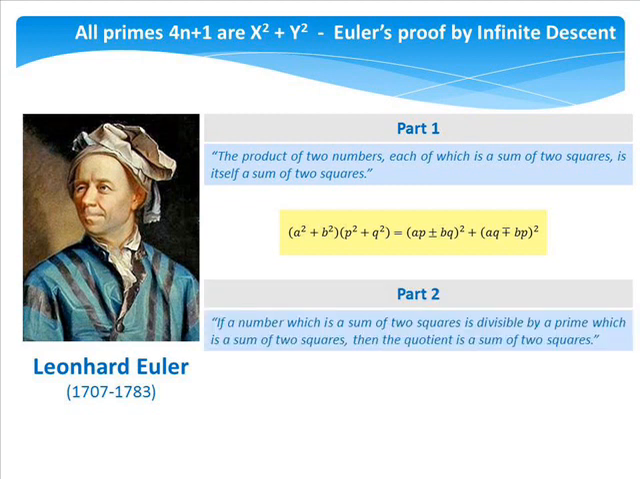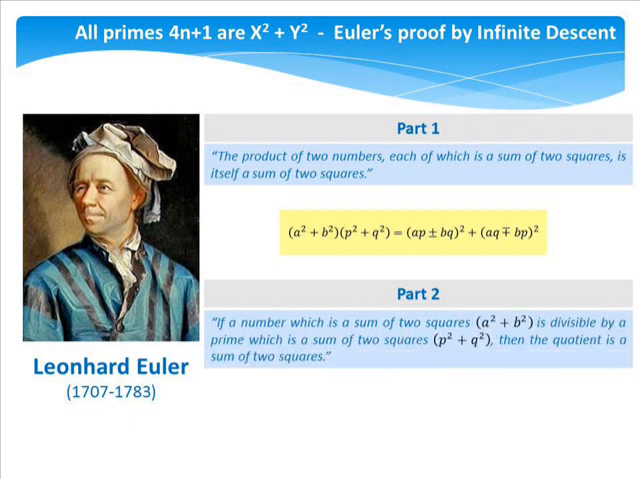If a number which is a sum of two squares is divisible by a prime which is a sum of two squares, then the quotient is a sum of two squares too. In this statement, Euler builds upon the identity derived in part 1. Due to the presence of both the plus and minus signs, there are two possible representations as a sum of two squares. Euler recognized that p squared plus q squared divides one of these representations, and consequently it divides the product of both as well.